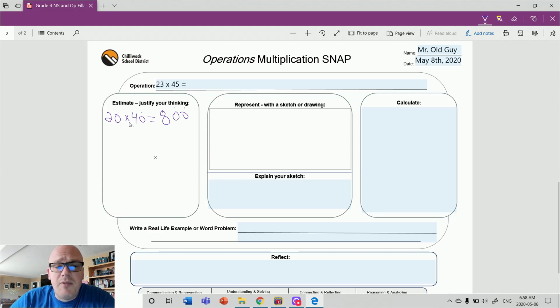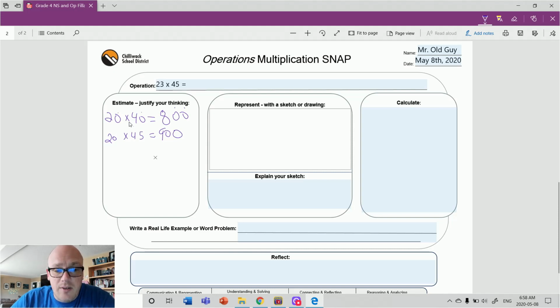Now, if I want to be a bit more accurate, I could do 20 times 45. So that's going to be obviously a touch more accurate than just 20 times 40. But it's also going to be a little bit more difficult. So I know 2 times 45 is 90. 45 plus 45 is 90, but there's a 0 there, so I add a 0. So this is an example of one estimate. This is an example of a second estimate. You only need to do one estimate, okay? I'm just showing you different ways of doing it.